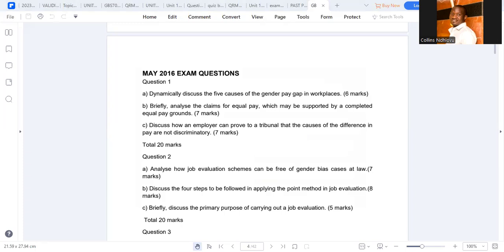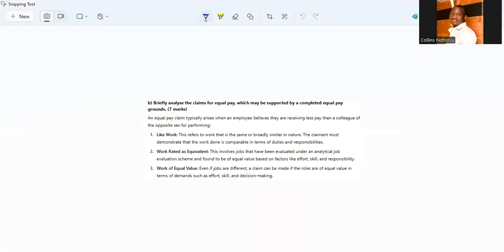Anyone answer that part? Question number 2. Briefly analyze claims for equal pay: what are some of the claims for which one can stand for equal pay and which are supported by equal pay grounds. What are some of them that we know? We discussed this, those that came in the first class. I think I talked about remuneration being part of the human resource function.